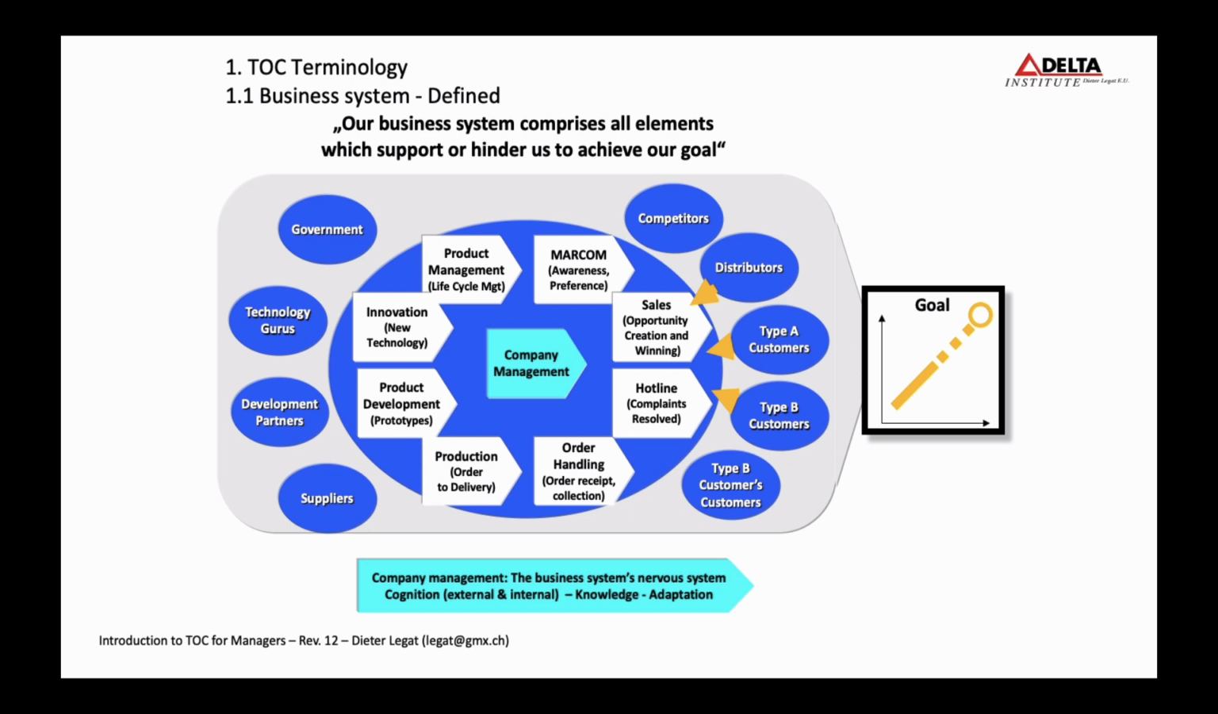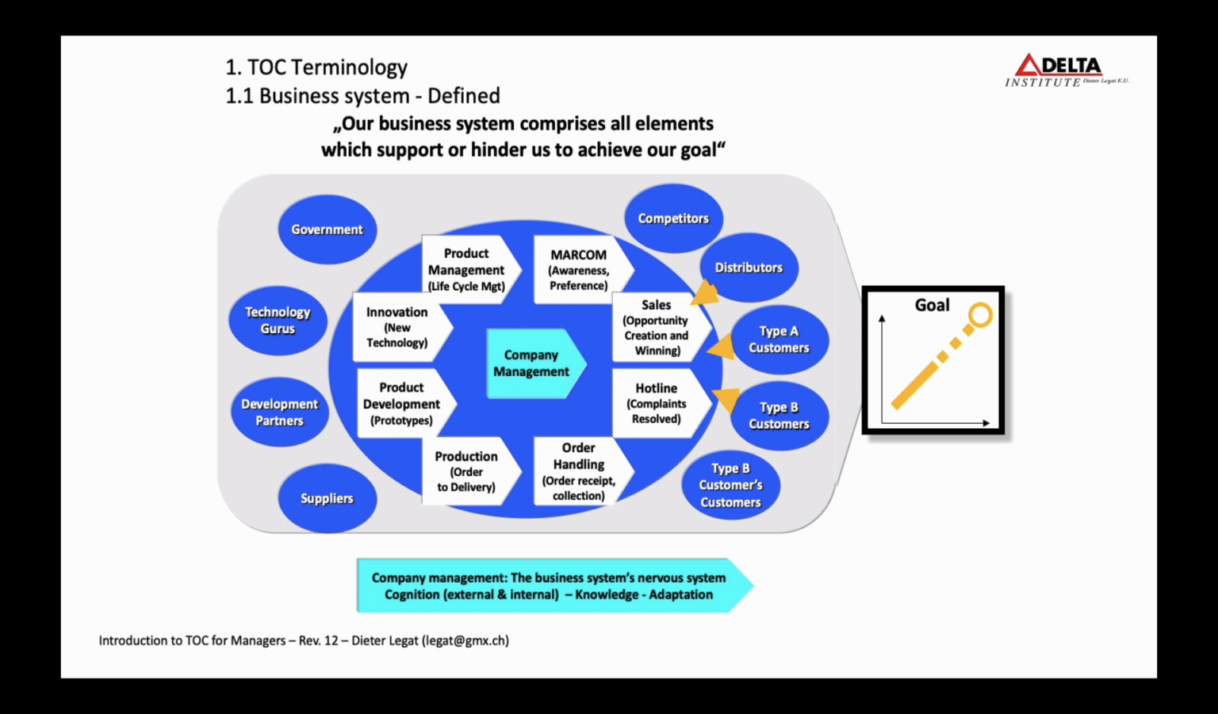This is evident if we recognize our role of company management as the nervous system of our business. The job of the nervous system is threefold. First, cognition, which means to observe and take in information about what goes on, both externally and within the company. Then, knowledge, acquiring and storing experiences on how to cope with information, which conclusions to take from them. And adaptation, which means to execute the right actions to respond.